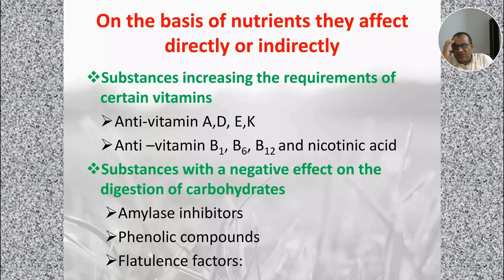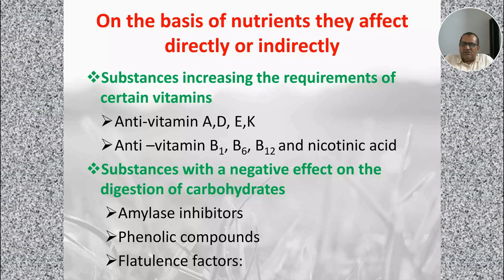Apart from this, some substances inhibit absorption or act in multiple ways which artificially increase the requirement of vitamin B1, vitamin B6 and B12. Thiamine deficiency always occurs due to the consumption of bracken ferns, and vitamin B12 deficiency is a very common thing in human beings. Nicotinic acid is also reduced by certain anti-nutritional factors.